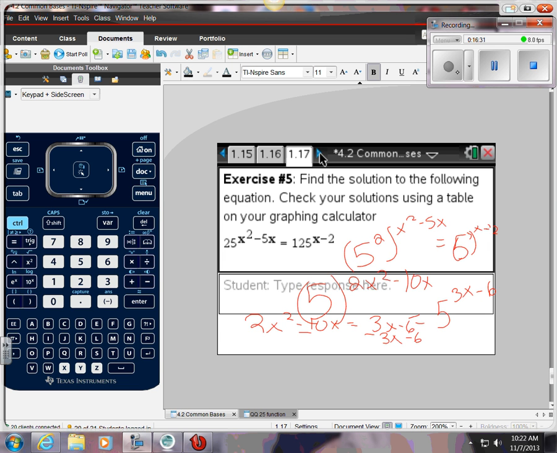So we subtract 3x and add 6 on both sides, and we should have 2x squared minus 13x plus 6 equals 0. AC method. 2x minus 1, x minus 6 equals 0. x equals 1/2, and 6.